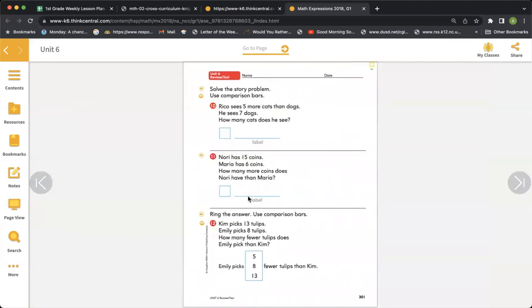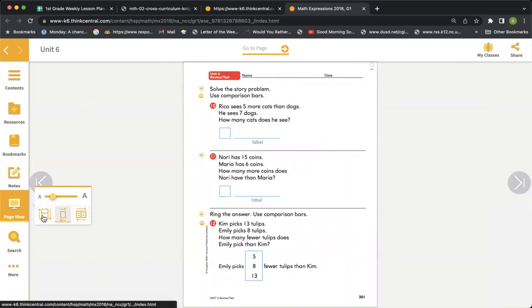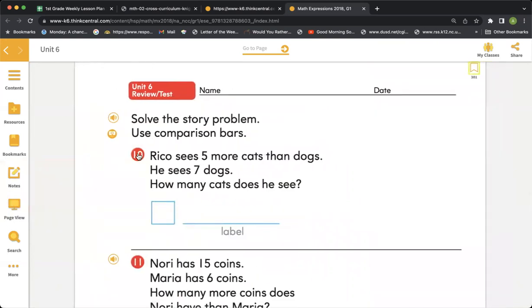All right, our next page is going to look like this. And we're going to start at problem number 10. It says, Rico sees 5 more cats than dogs. He sees 7 dogs. How many cats does he see? If you didn't notice, first graders, it says use comparison bars. So right away, draw those comparison bars.